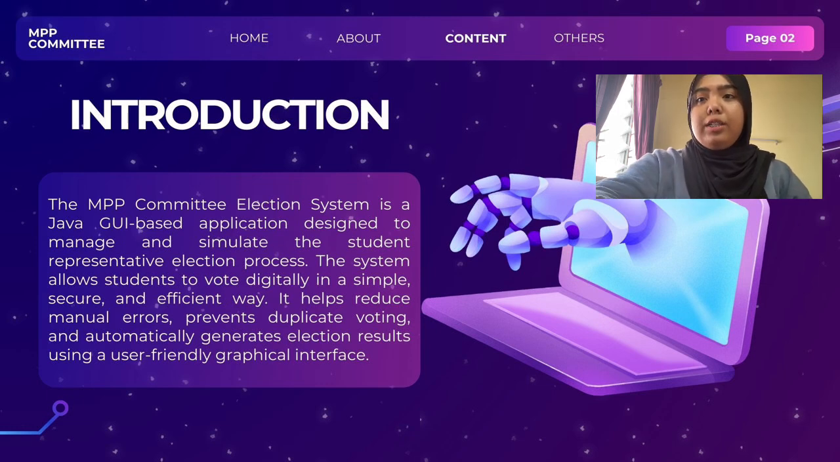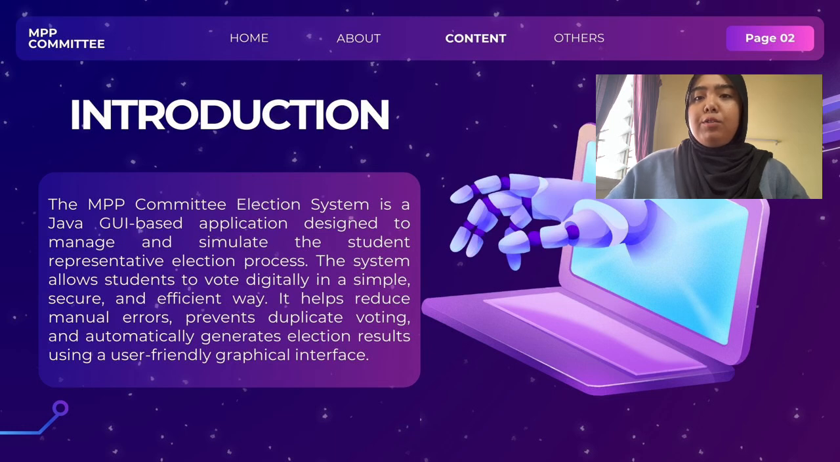So today I want to explain about our own system, which is the MPP Committee Election System. It's actually a Java GUI based application which is designed to manage and simulate the student representative election process in a modern and efficient way. So the main purpose of the system is to replace the traditional manual voting method with a digital solution that is more secure, accurate and user-friendly.